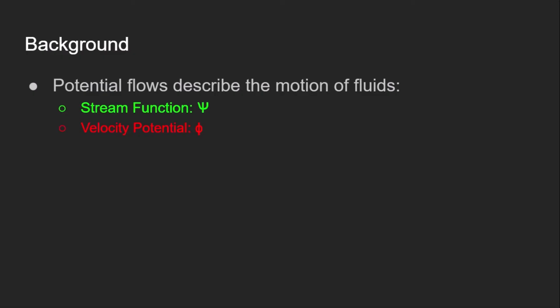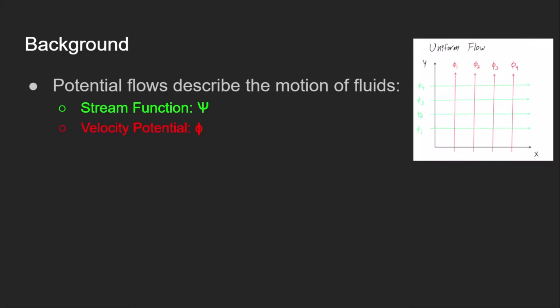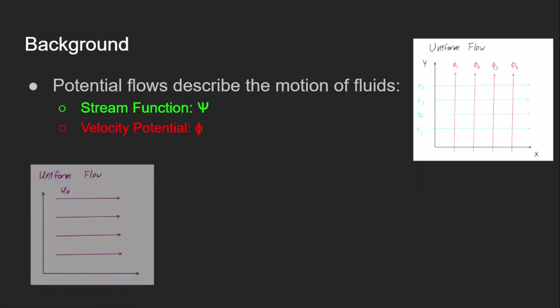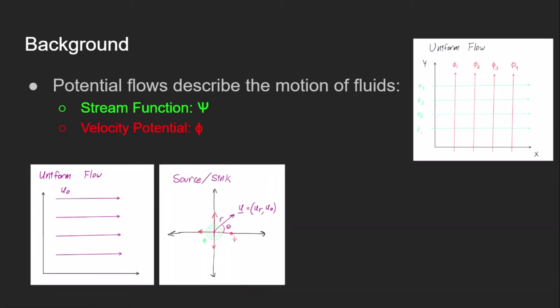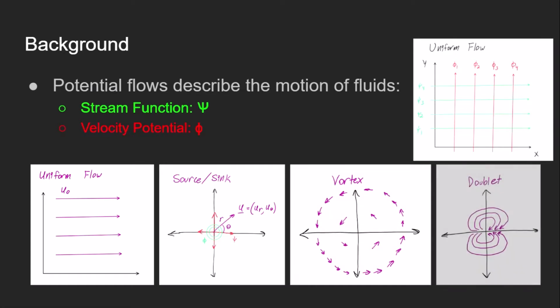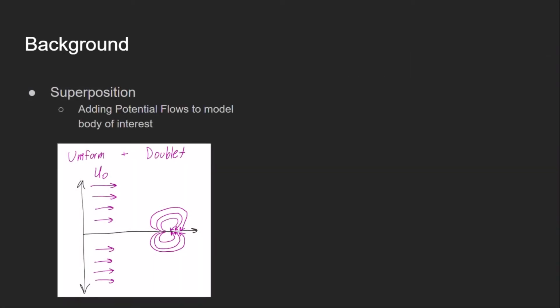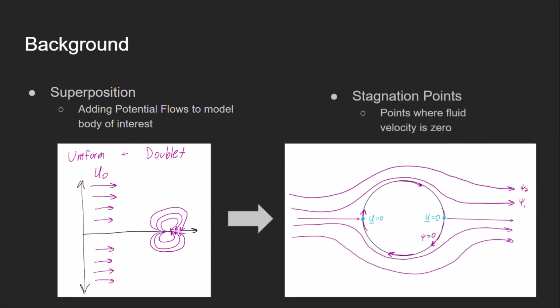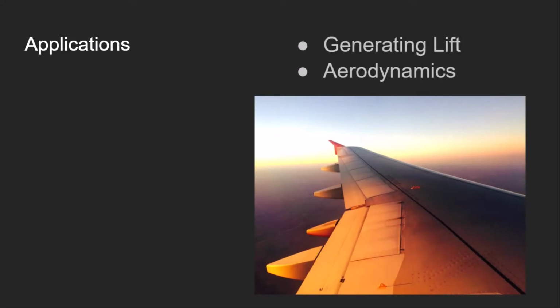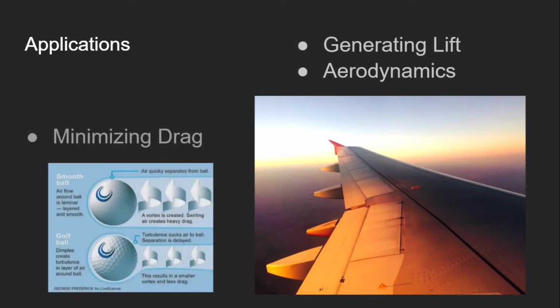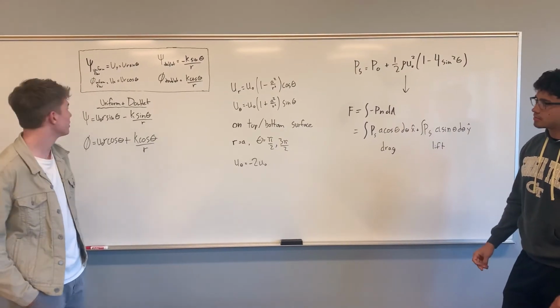Potential flows describe the motion of fluids. There are 4 types of potential flows: uniform flow, source and sink, vortex, and doublet. You can use superposition to add together these potential flows to get more complex systems. And from these complex systems, you can find their stagnation points to figure out where the velocity should be equal to 0. You use these potential flows to figure out how to generate lift, along with find ways to minimize drag.